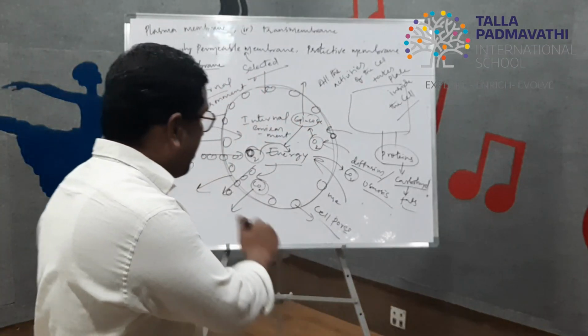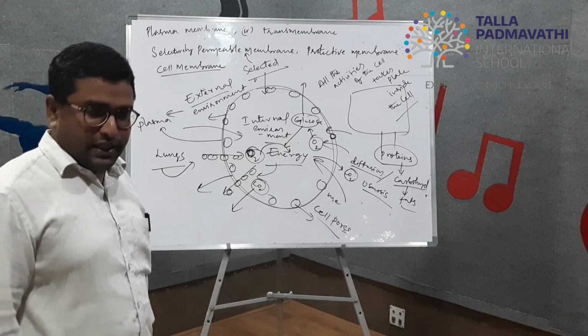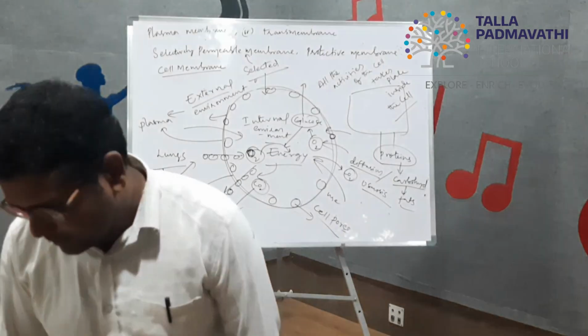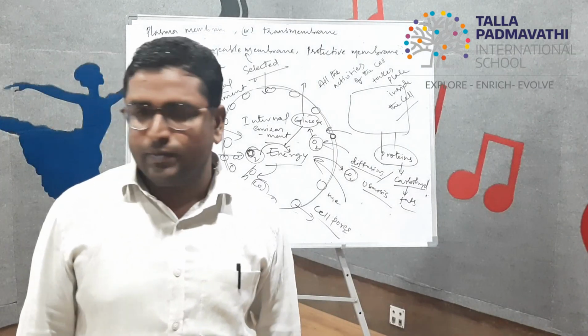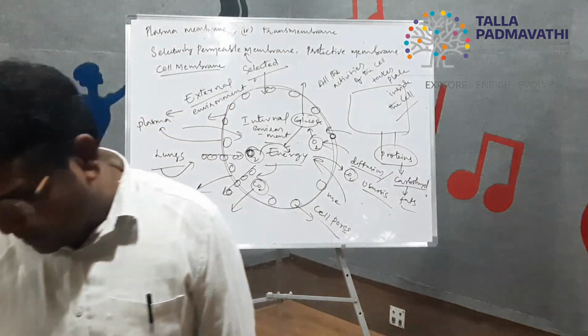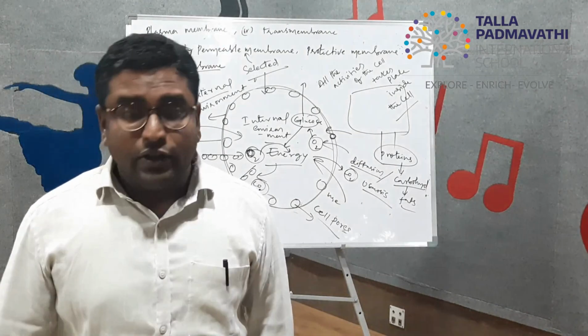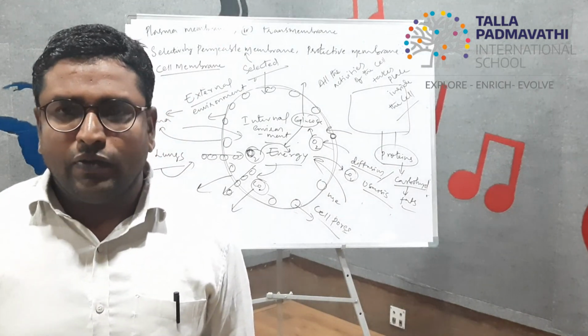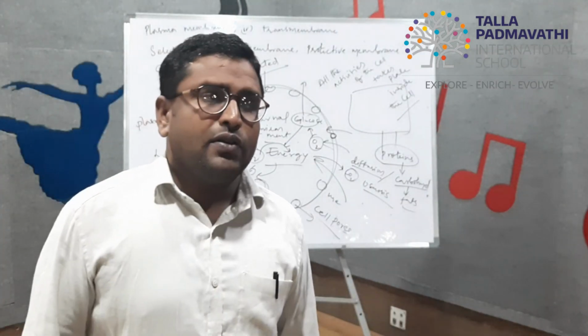Mostly by the diffusion process, the substances will enter and exit here. Water also obeys diffusion. So this is a selectively permeable membrane. Water also obeys diffusion, and that is called osmosis here.